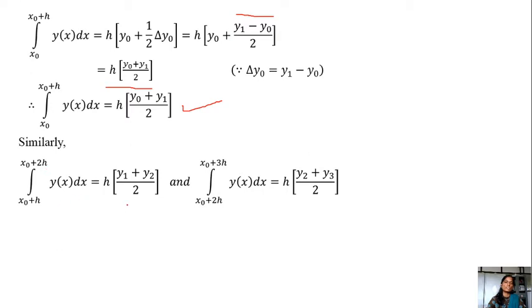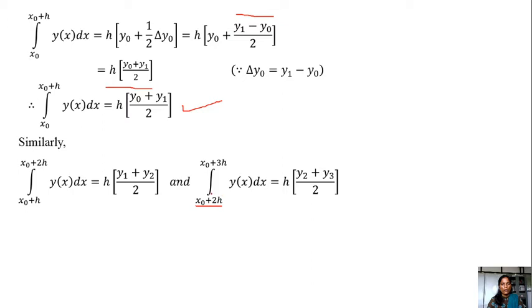So again it is h. So from this you can write h times (y1 plus y2) upon 2, and again if you take the integration from x0 plus twice h to x0 plus thrice h, so what will be that? H outside, value of function.